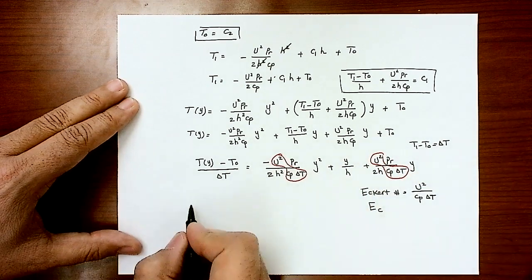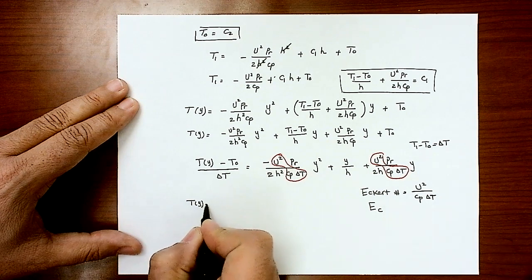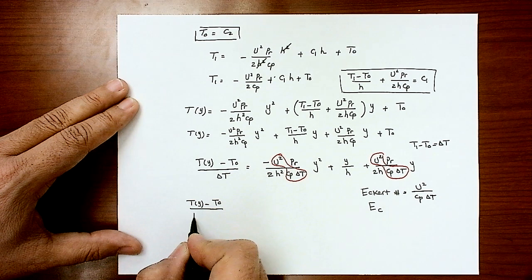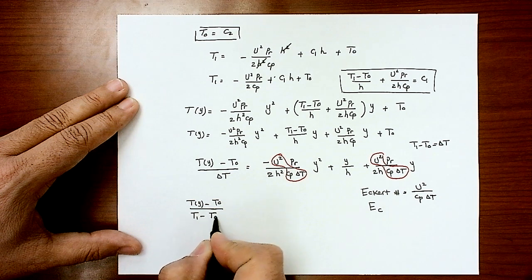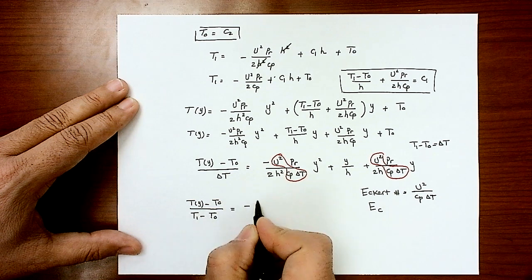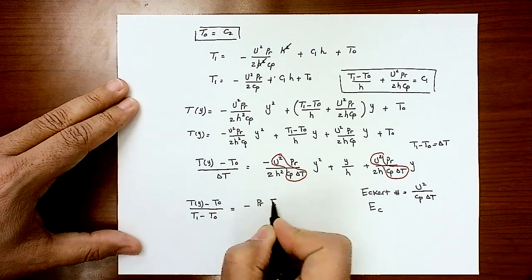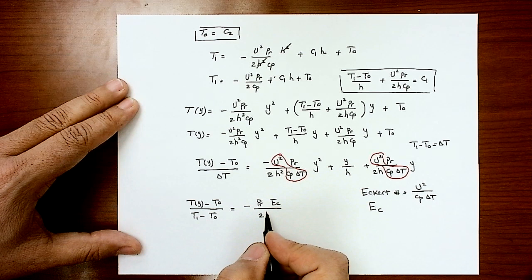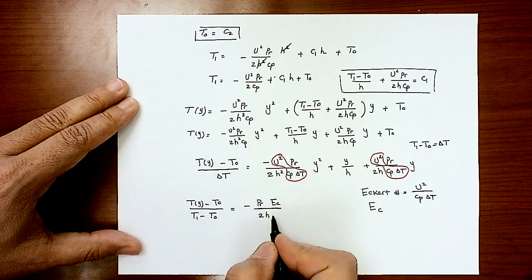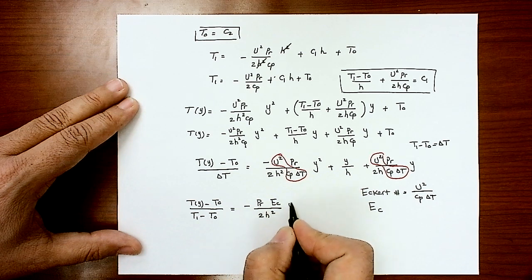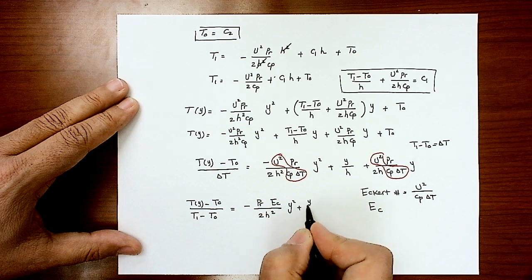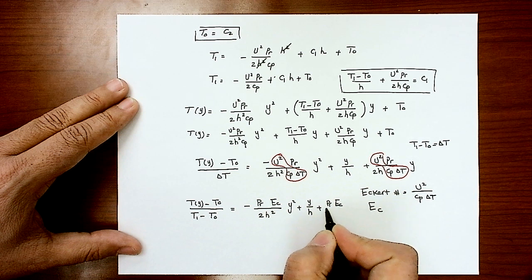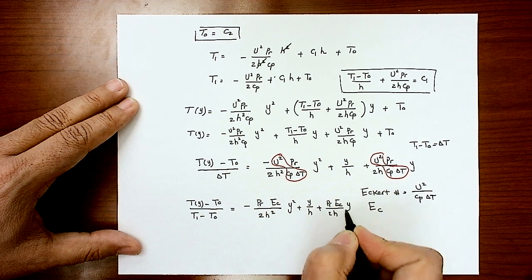So this equation can be written as T as a function of Y minus T naught divided by delta T. Keep in mind, delta T is the difference between T1 and T naught. It is equal to minus Prandtl number, Eckert number, divided by 2H squared, that's Y squared, plus Y over H, plus Prandtl number Eckert number divided by 2H, times Y.